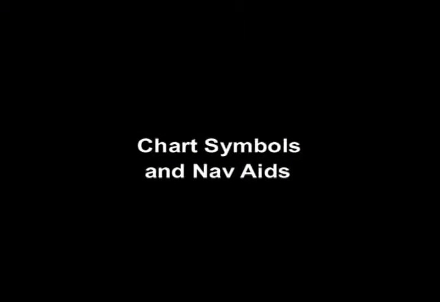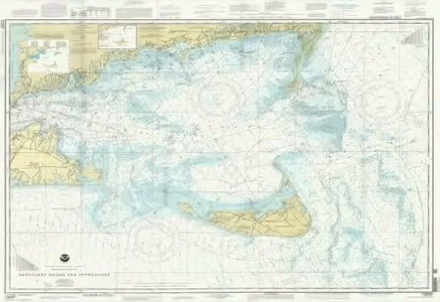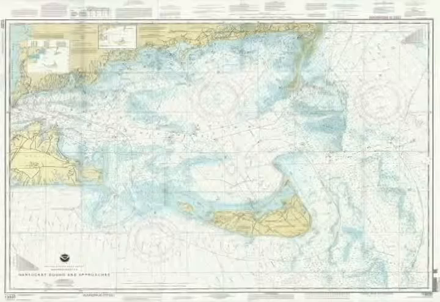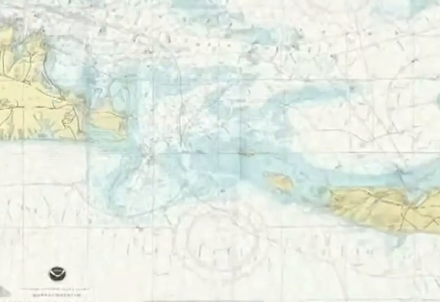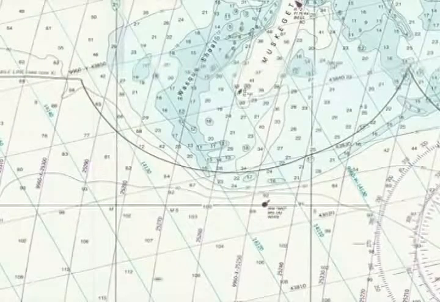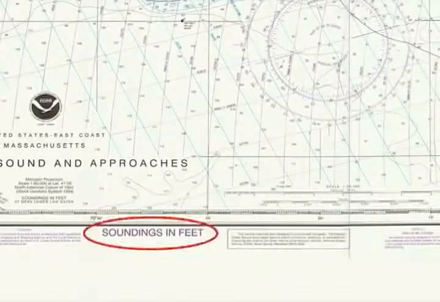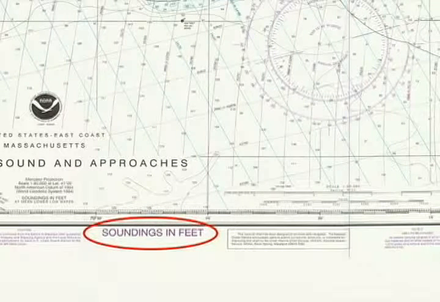Okay, so now that we have latitude and longitude down, let's take a closer look at our nautical chart and see what's what. What about all these numbers all over the place? Those are depths. Are they feet, meters, yards, fathoms? I don't know. We have to look. See right over here? In big letters, it tells us that the soundings are in feet.